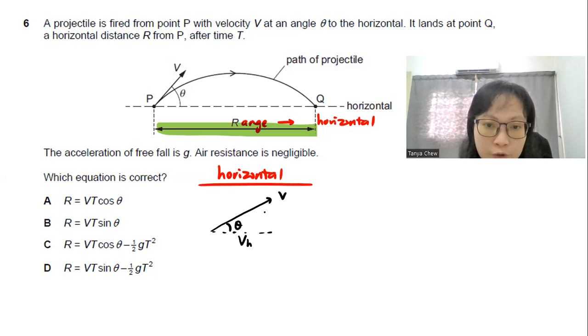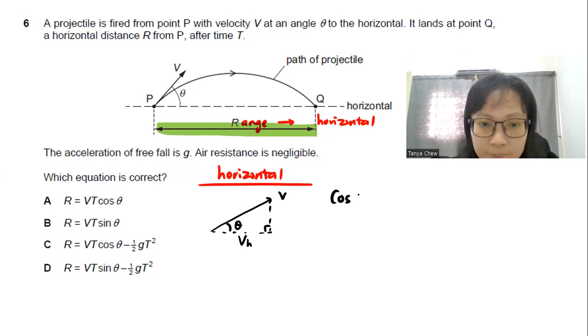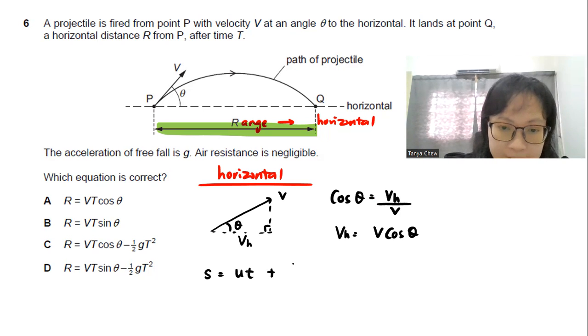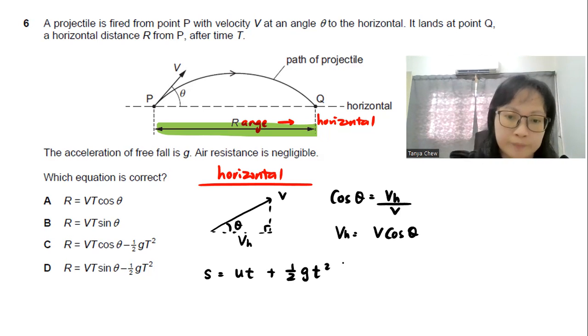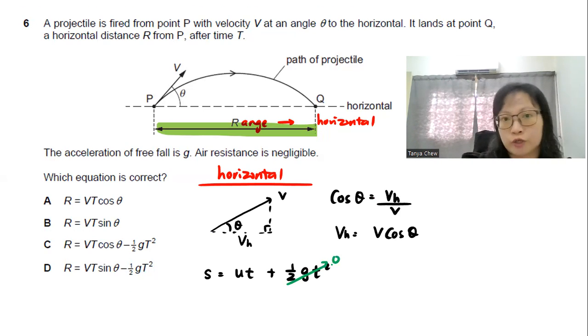VH means V horizontal. So right angle triangle, I'm going to use my Pythagoras theorem. Cos theta is equal to V horizontal over V. V horizontal is equal to V cos theta. To find the range, I am going to use one of the kinematics equation, S equals UT plus half GT squared. But I can eliminate this because there is no G acting in horizontal direction.